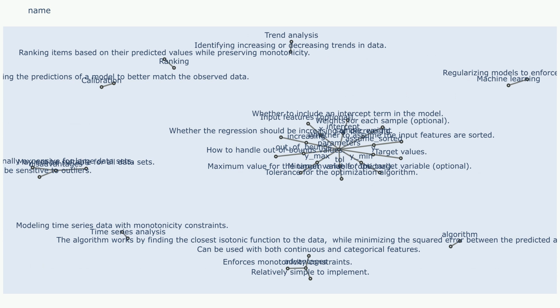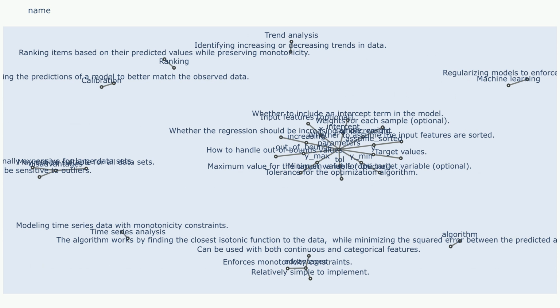Regularization. Isotonic regression implicitly applies a form of regularization to the model. It forces the predicted values to be smooth and close to the observed data, while also ensuring monotonicity.